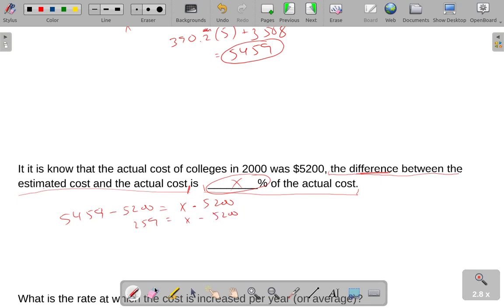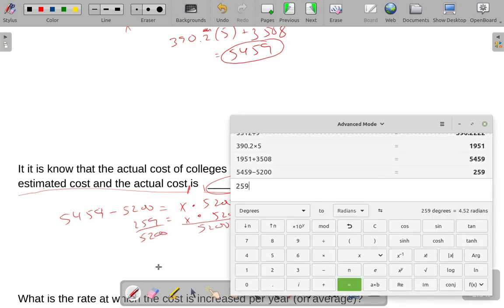Oops, times. I thought that was minus. This is a percentage of the actual cost. When you see of, that word means times, so a percentage of 5,200, because 5,200 is the actual cost. And then we need to finish solving for x, we need to divide both sides by 5,200, which gives us 259 divided by 5,200, which gives us 0.0498.